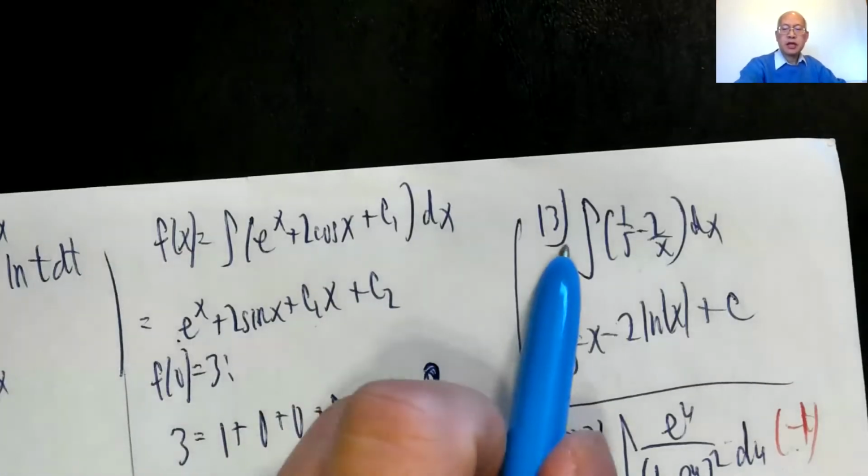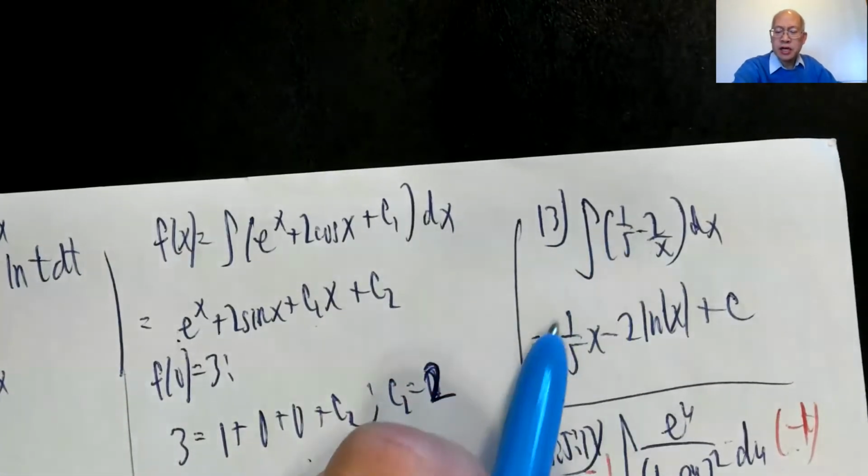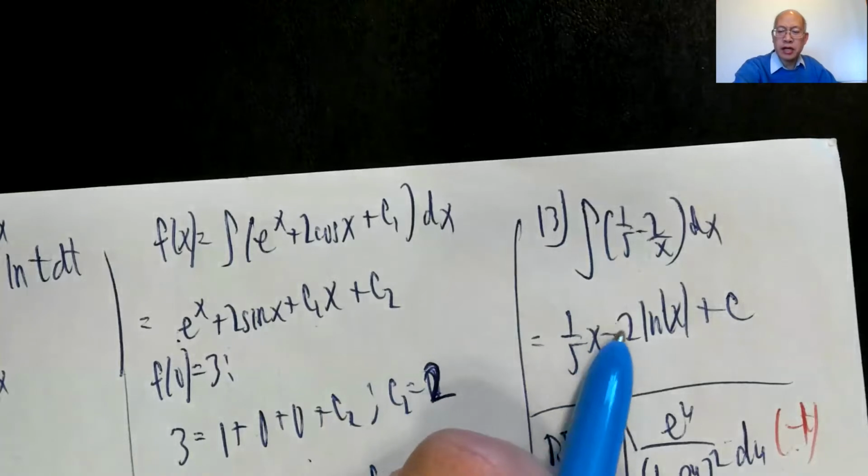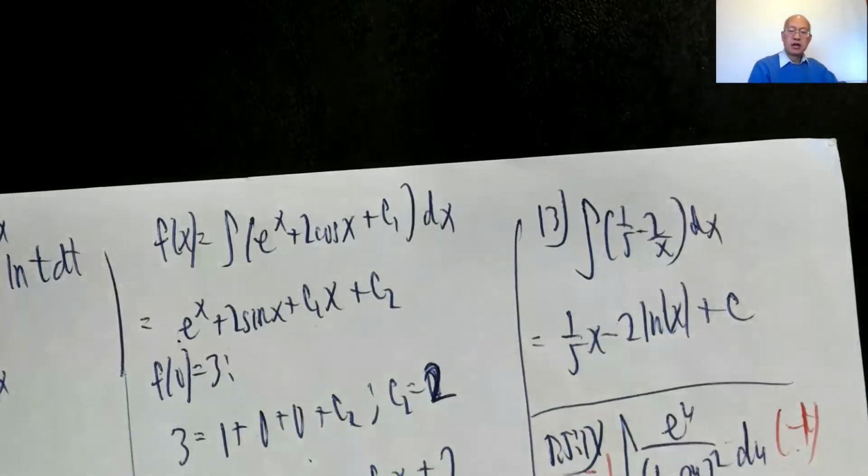Okay, 13, integral of 1/5 minus 2 over x, simply 1/5 x minus 2 ln absolute value of x plus c. 5.517, I've already done that before. So I don't think I need to do that one again.